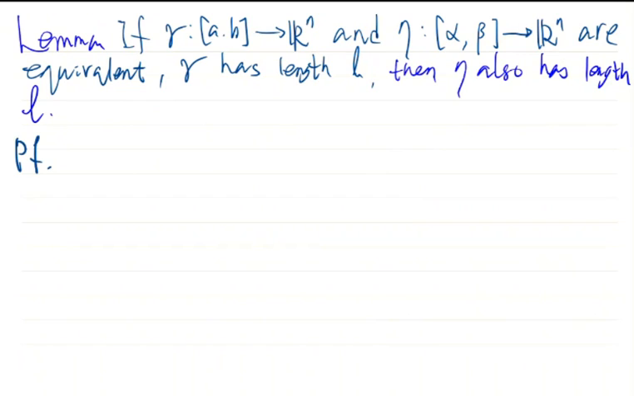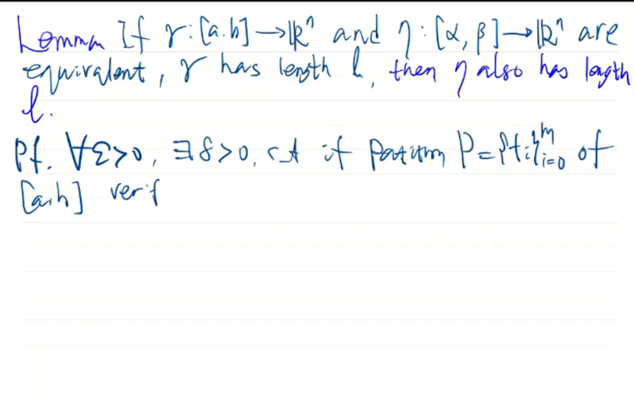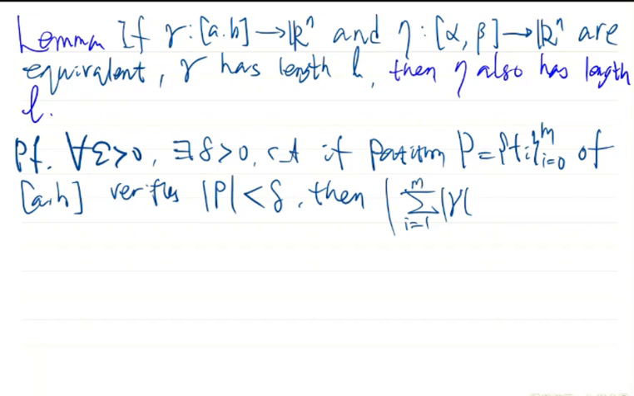So for any epsilon positive, because gamma has range L, by definition there exists a delta positive such that if a partition P of AB satisfies the gap is less than delta, then the total range of the inscribed polygonal is less than epsilon away from L.